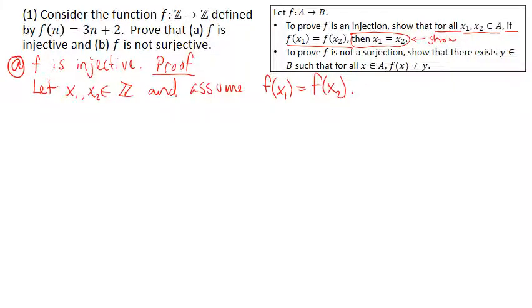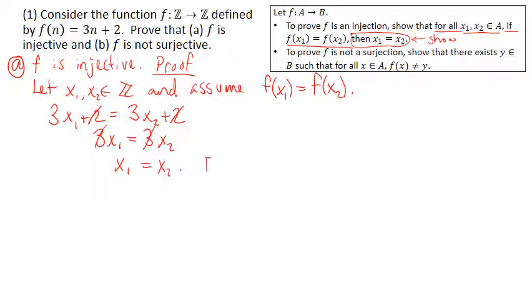Based on my assumption, I have that f of x1 equals f of x2. So that means I'm going to have 3x1 plus 2 equals 3x2 plus 2. Now I think it's pretty easy. You can see how we're going to be able to show that x1 equals x2. I'm just going to cancel those, and I get 3x1 equals 3x2, and then I'm going to cancel those. And I have that x1 equals x2, and that's it. So it's not particularly difficult.